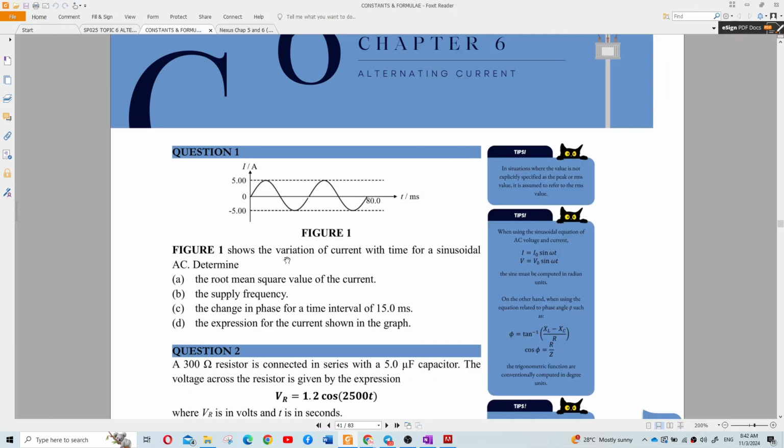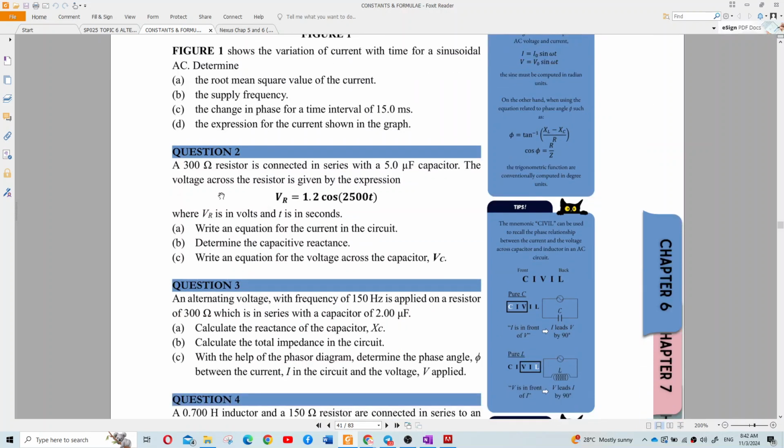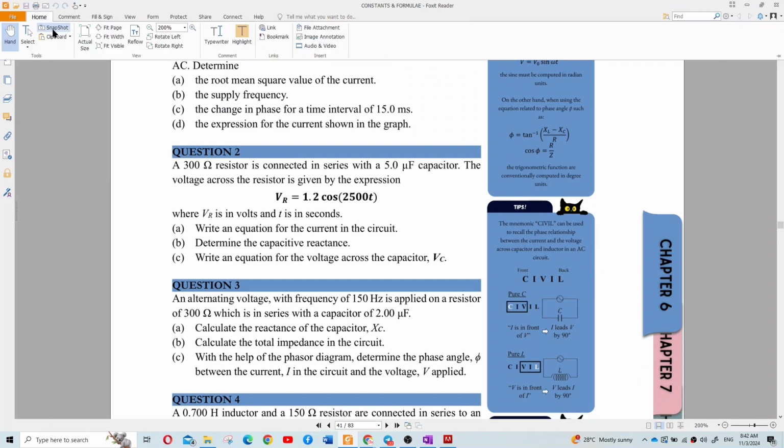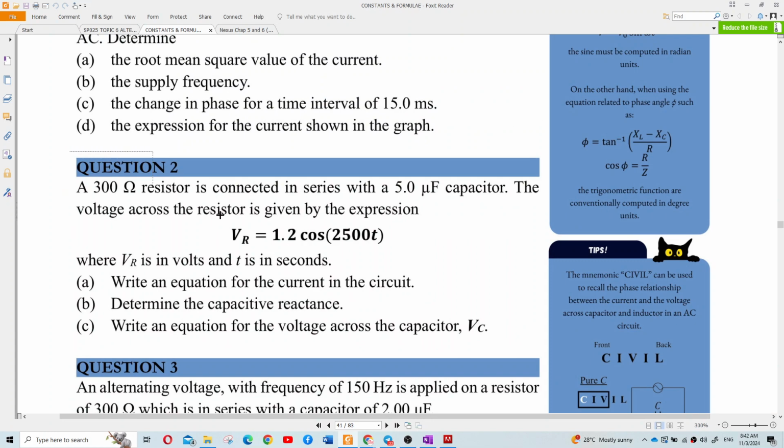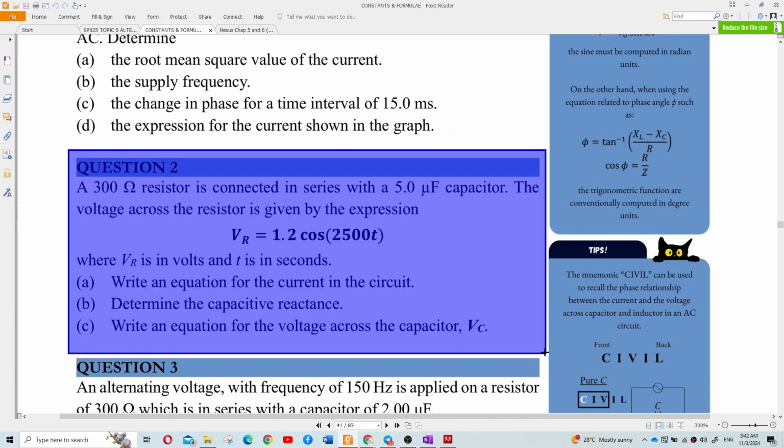Okay, question 1 actually I discussed with one class already. So if the class I haven't discussed question 1 with, hold on, later I will discuss with your class. I start with question 2. I'm going to snapshot this thing. Okay, we discuss question 2 now.